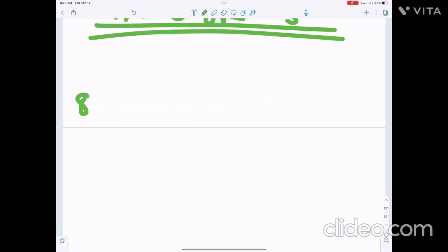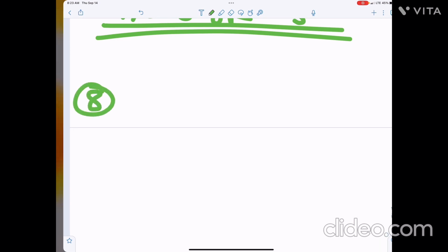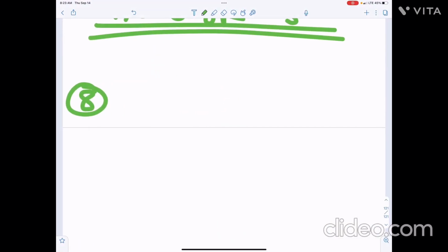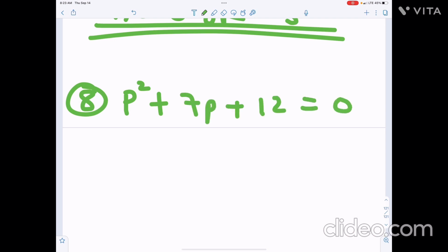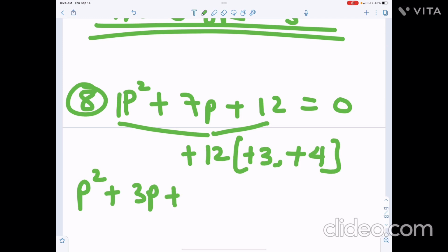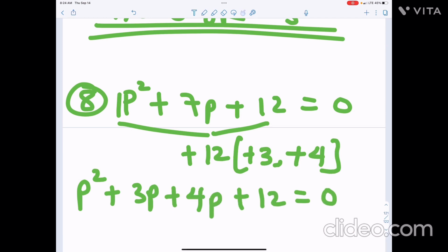Question 8 now. In question 8, p squared plus 7p plus 12 is 0. p squared is the same thing as 1p squared. Multiply 1 by plus 12, you get plus 12. My factors are plus 3 and what? Plus 4. So this gives me p squared plus 3p plus 4p plus 12 is 0.